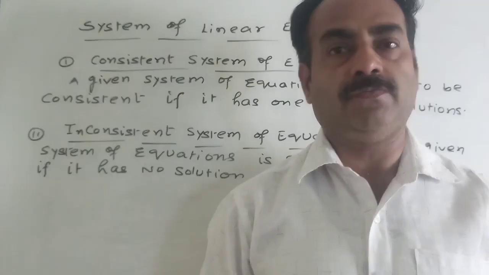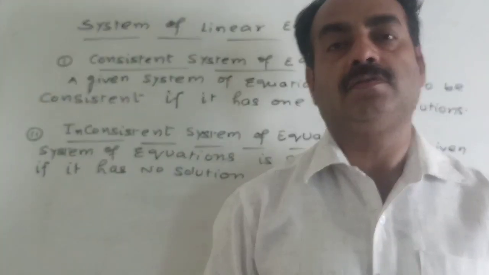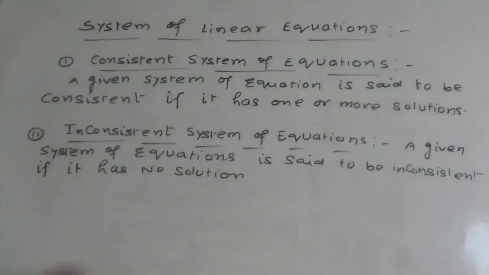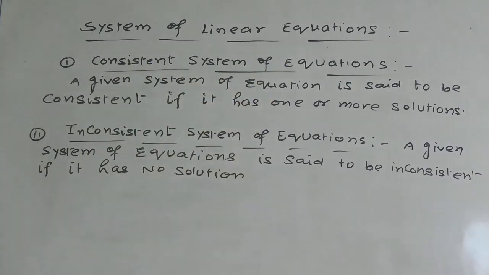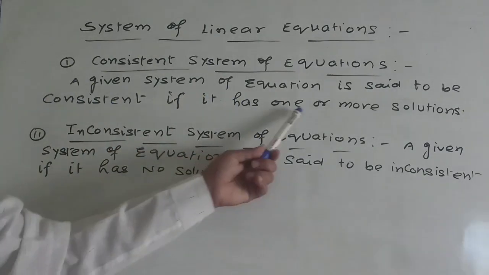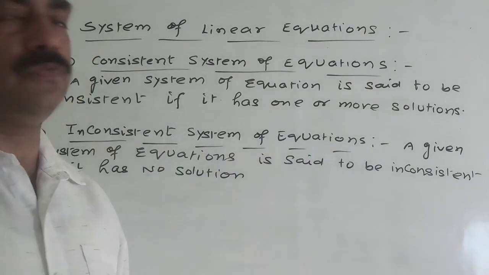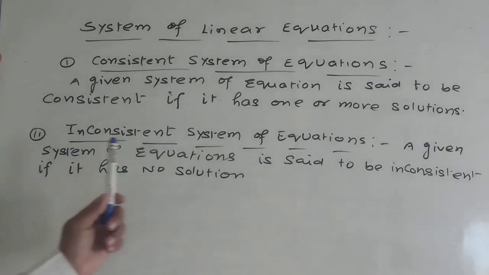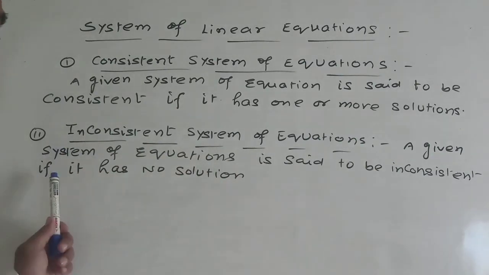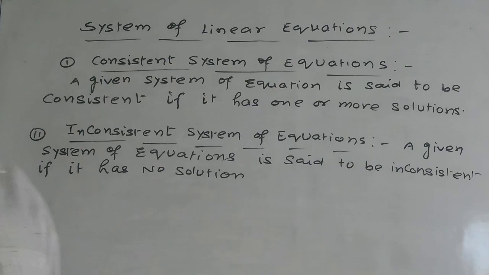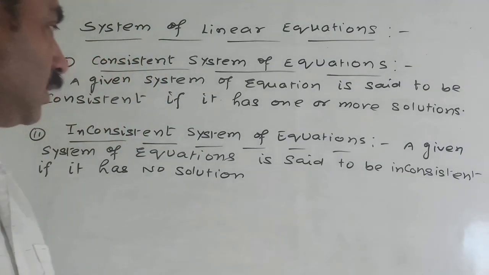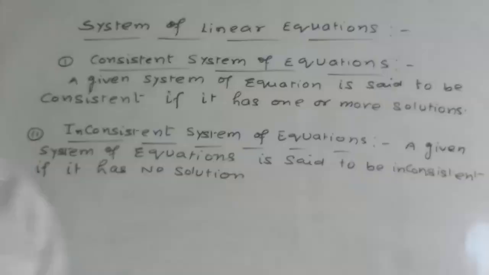There are two types of system of linear equations. Number one is consistent system of equations. A given system of equations is said to be consistent if it has one or more solutions. The second is inconsistent system of equations. A given system of equations is said to be inconsistent if it has no solution.